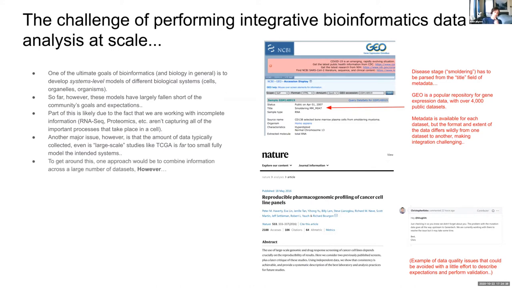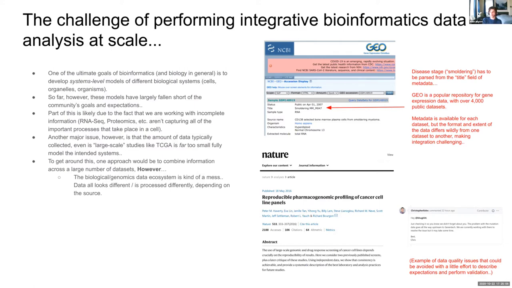So one possible solution to get around this is to think about better ways to integrate data from different sources, because there are tens or hundreds of thousands, probably even millions at this point in time, of data sets and samples collected of human and other organisms. But the ecosystem out there right now is kind of a mess.